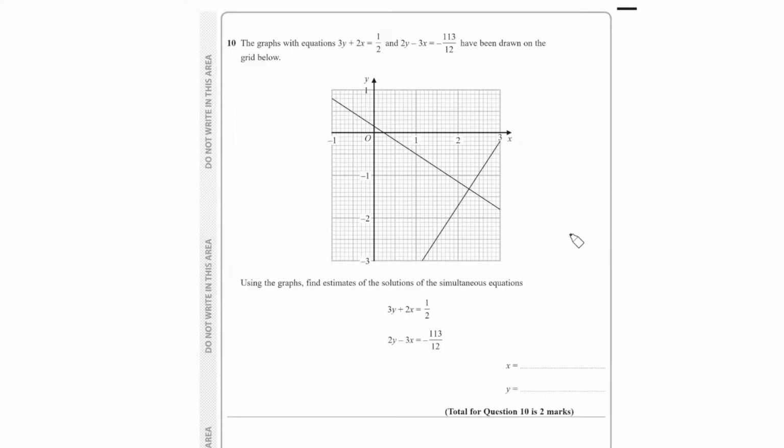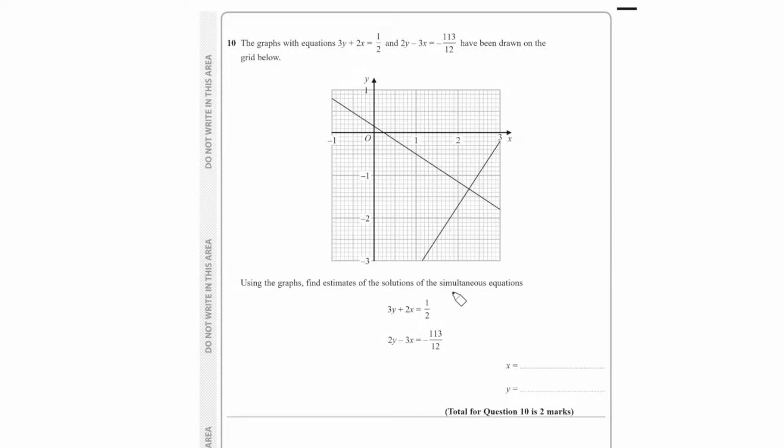So some kind of simultaneous equations question is likely to come up. Obviously it could come up in any of the papers, but I do see it come up quite a lot in non-calculator. This one's obviously graphically. So they've drawn the graphs with equations. I mean, in this case, you need to read the equations because they've drawn it for you. They're basically two straight lines that they've drawn.